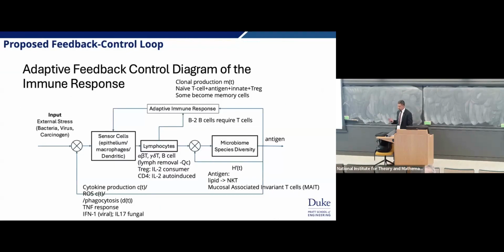So I thought, okay, well, as a naive person who's never studied the immune system before, I could create this adaptive feedback control diagram of the immune response and then model that, where I'd say, okay, we have T cells, B cells, lymph removal of those things. So some sort of, you're sucking them away at some rate QC. You'll also have your antigens, which are eventually going to come from your bacteria, and they're going to affect your sensor cells, your epithelium, your macrophages, your dendritic cells, which will signal your lymphocytes, which might change your adaptive immune response.